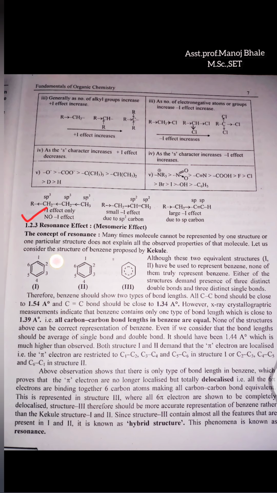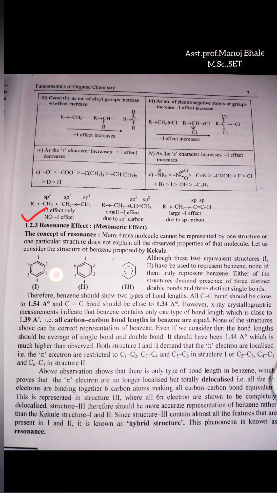In that you can observe positions 1, 2, 3, 4, 5, 6. In the second structure also 1, 2, 3, 4, 5, 6, the same numbering. But you can observe that between 1 and 2 in the first structure there is a double bond, but in the second structure at 1 and 2 there is a single bond. So this is the difference between structure number first and structure number second.